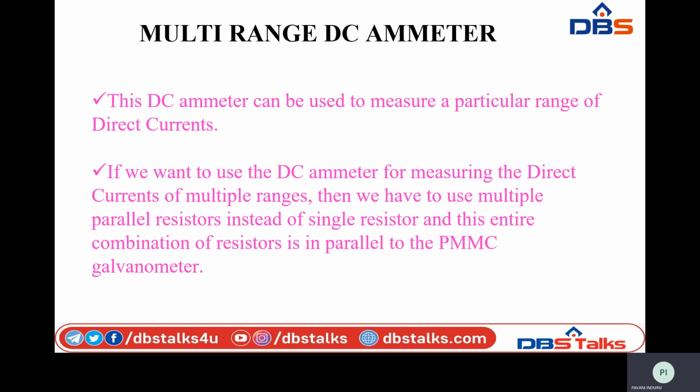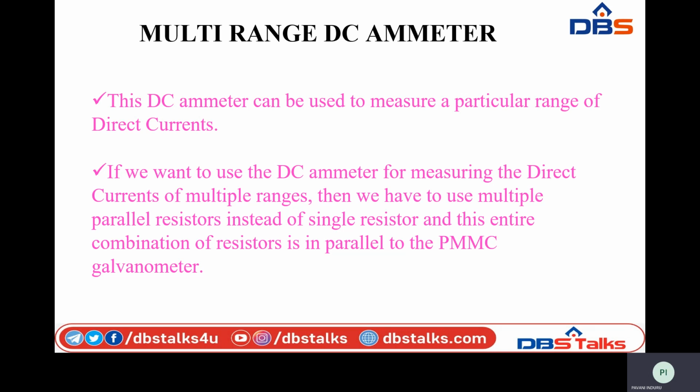Next, coming to the multi-range DC ammeter. It is possible for us to find out a particular range of direct currents. We can extend the range of ammeters by adding different shunt resistances across the PMMC galvanometer. Then the entire combination will work like a multi-range DC ammeter.